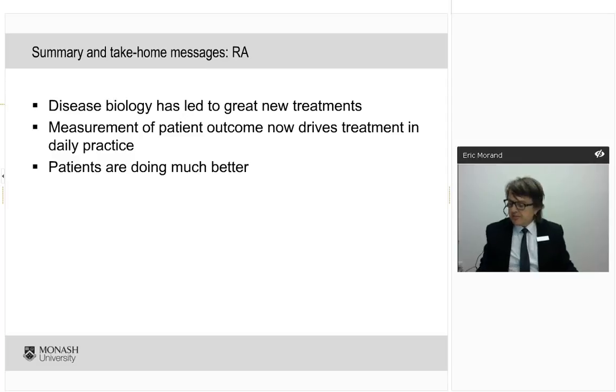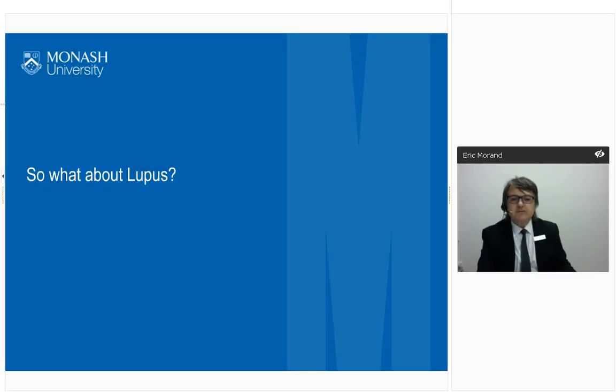So I've talked about rheumatoid arthritis because I hope that might be quite familiar to a number of people in the audience who deal with patients with musculoskeletal disease. And as an example of understanding how the immune system can cause disease and how learning about the immune system can lead to improvements in treatment. So what about lupus?